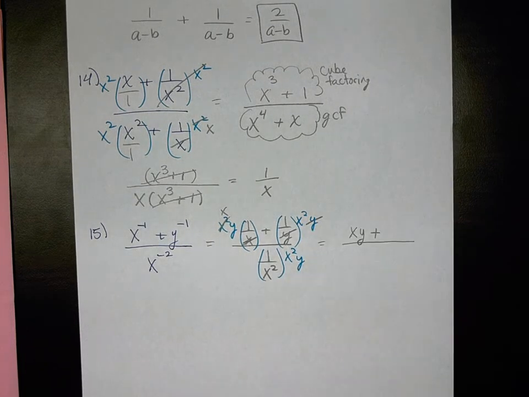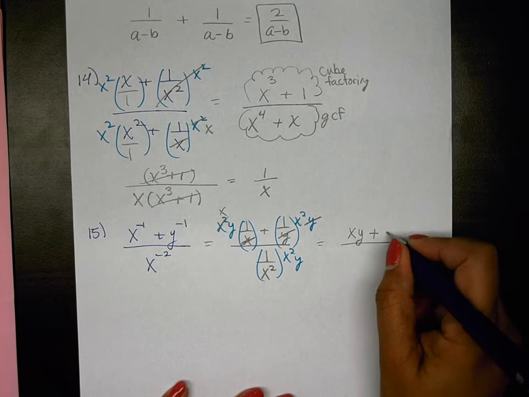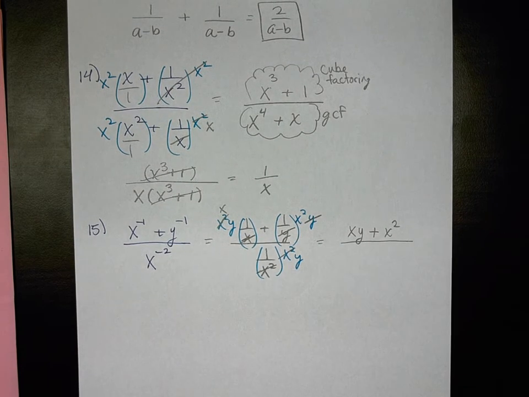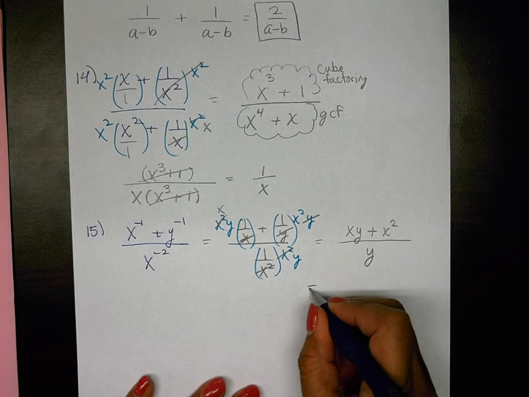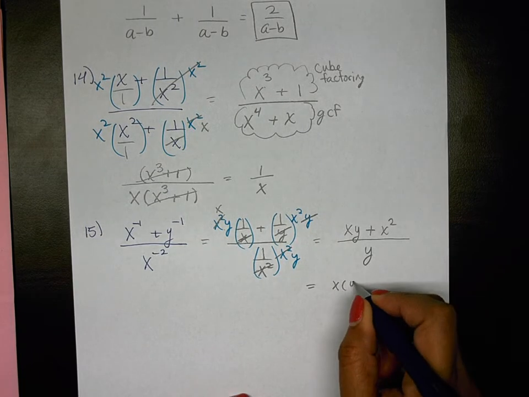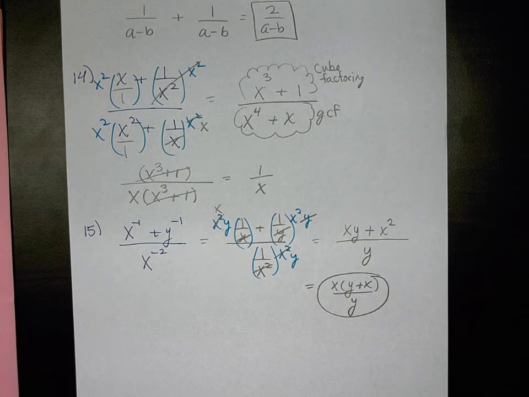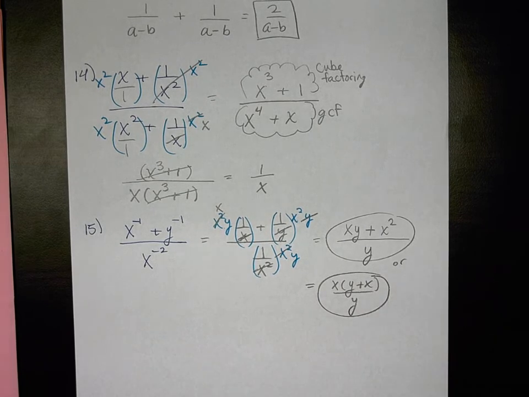It would just be xy plus x squared y. It was just x squared. Just x squared, and then over y. Good. And then GCF the top. X in the parentheses y plus x. Does that allow me to reduce? So then this answer would be okay. Either one's fine because factoring does not allow me to reduce.